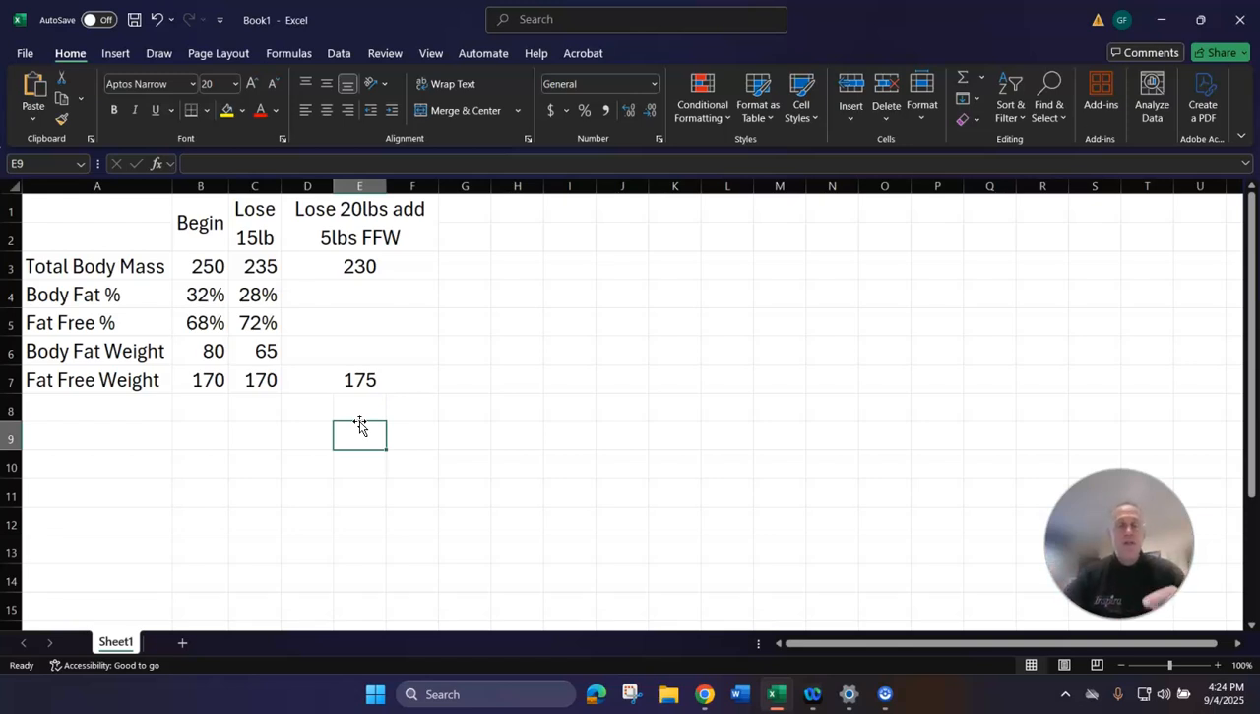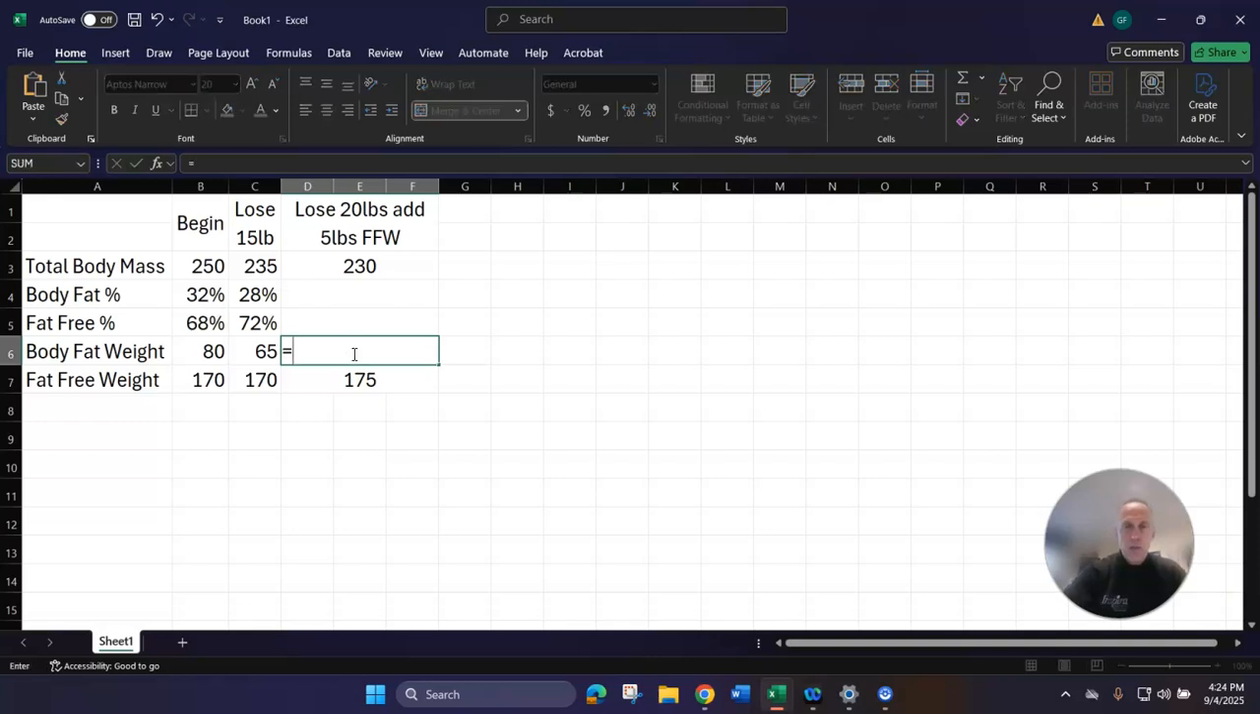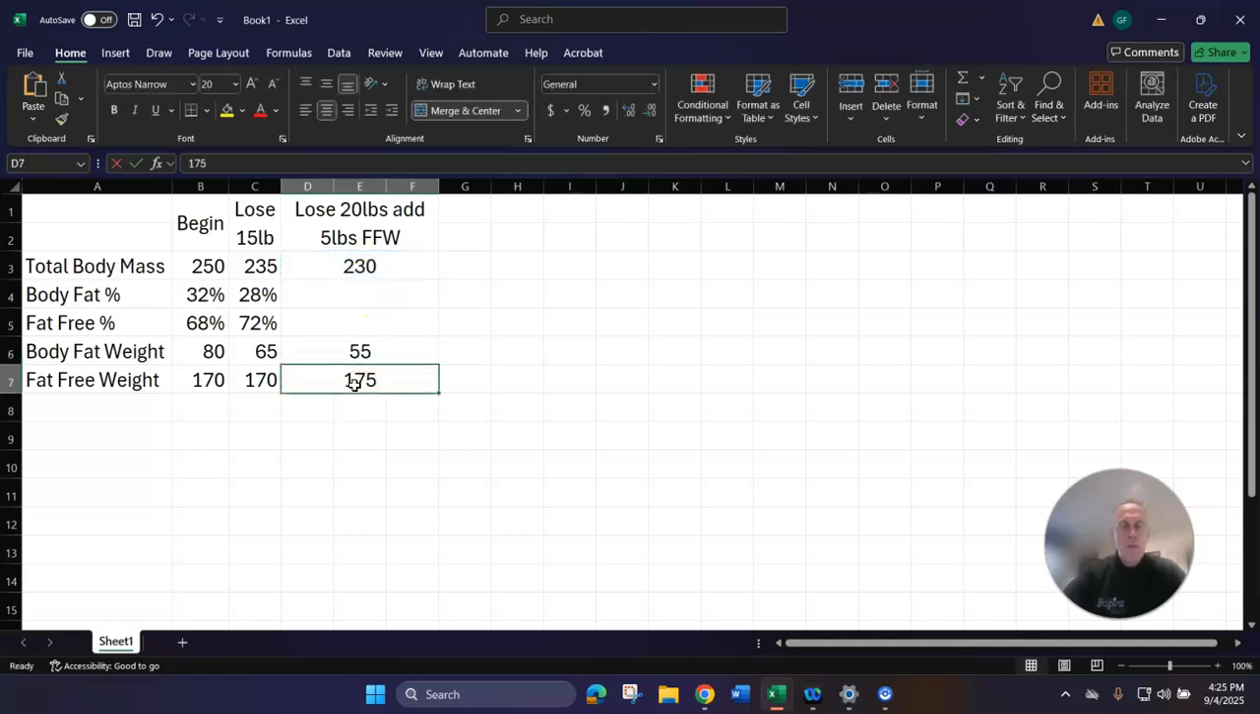From this and this alone, we can do some simple math to give us the rest of our numbers. Fat-free weight is one side of the compartment. The other side of the compartment is body fat weight. So this becomes 230 minus the fat-free weight to give us how many pounds of fat weight they have. So they have 55 pounds of fat weight.